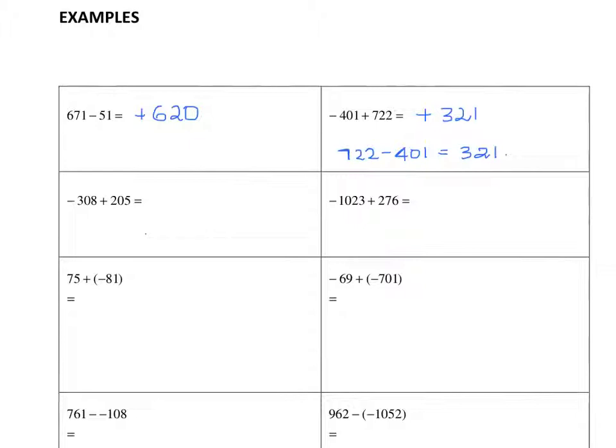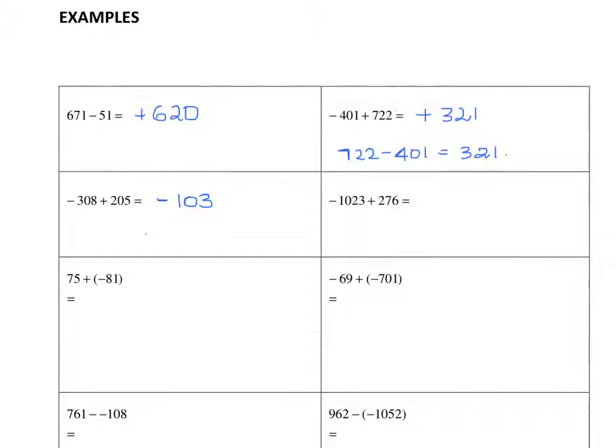Our next one is negative 308 plus 205. The larger number is negative, so hence the answer is negative. The difference between the two numbers is 103.